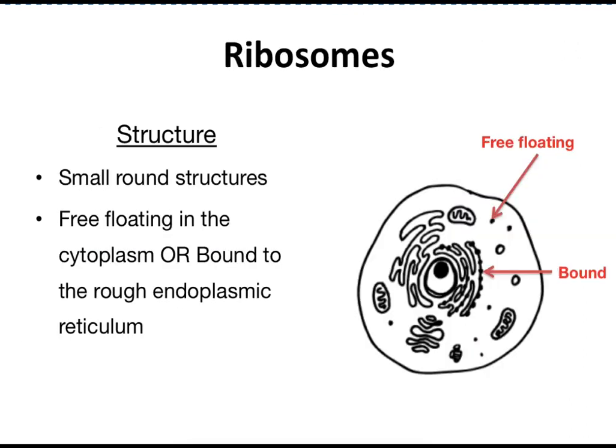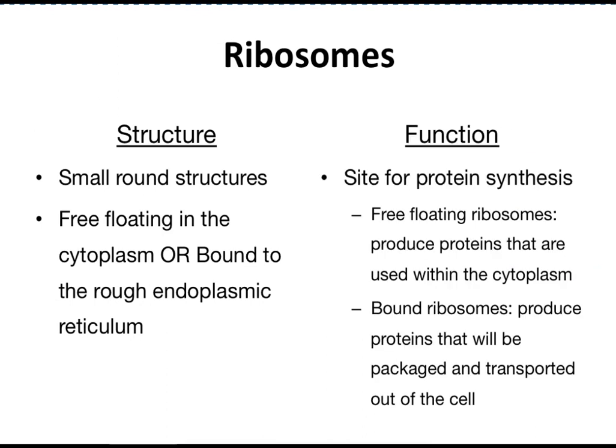Next, ribosomes. Ribosomes are small round structures. They are either free-floating in the cytoplasm or bound to the rough endoplasmic reticulum. It is the site for protein synthesis. Free-floating ribosomes produce proteins that are used within the cell, while bound ribosomes produce proteins that will be packaged and transported out of the cell.